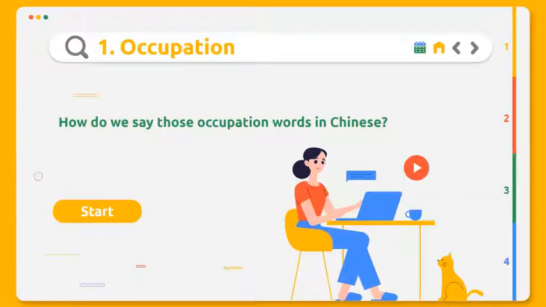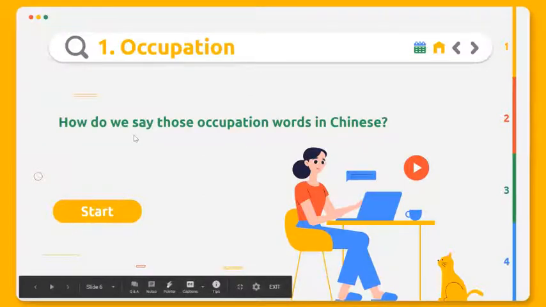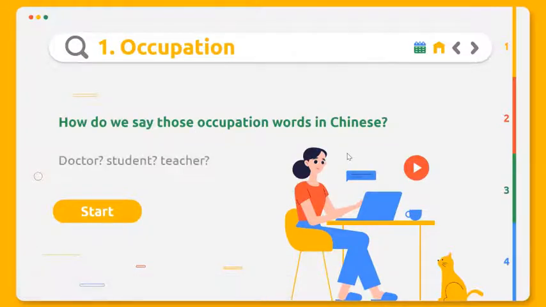Okay, now let's start today's lesson. The first part, occupation. Now, how do we say those occupation words in Chinese? Like doctor, student, teacher. Do you remember? Yes, I think you know teacher, because every day you call me 程老师. So teacher is 老师, 老师.